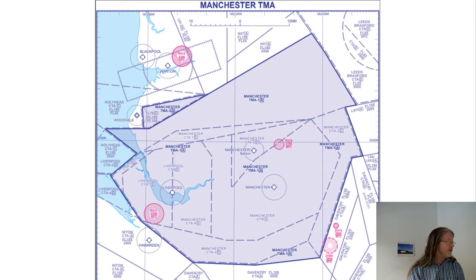Now, let's take a quick look at a chart here. This is Manchester TMA. You can see all the CTRs in dotted lines here, and in blue, you can see the TMAs. Let's take a look. There are several sectors. You can see here Manchester TMA 1, Manchester TMA 2, and you can see that it serves actually more airports. You can see here Manchester International, Manchester Barton, Liverpool Airport is served by Manchester TMA.